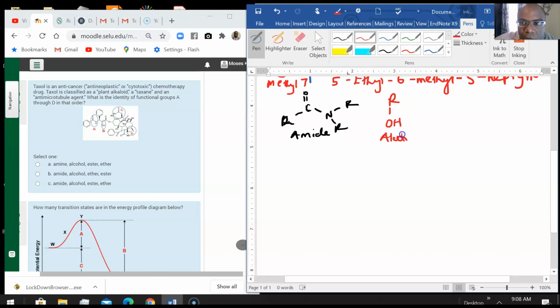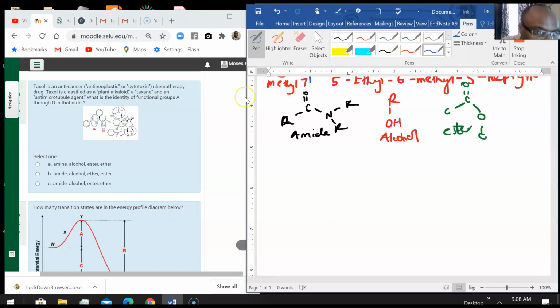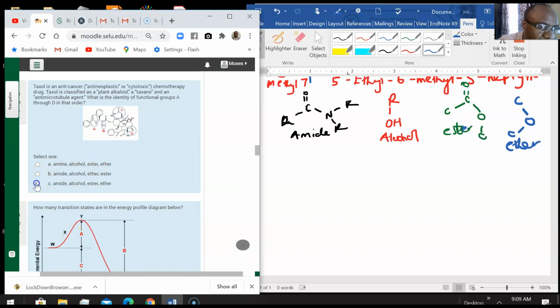ROH, that's an alcohol. And then C is an ester, because I see a methyl, there's a carbon in the methyl, and then there's an oxygen, there's another carbon, that's an ester functional group. And then lastly, D, I see a carbon to an oxygen, the oxygen to a carbon. That's called an ether. So what is the answer? Amide, alcohol, ester, ether. So the answer is the last one.